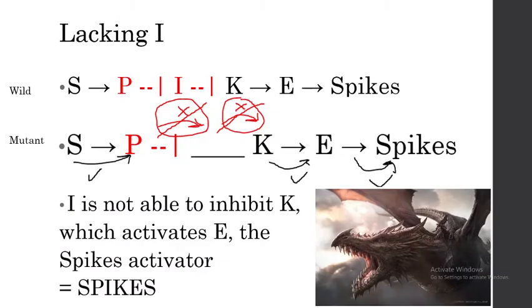Without the inhibitor I in the picture, K, which doesn't require upstream activation, can activate E, thus activating spikes. Now with I absent, what is P doing there? It has nothing to inhibit, so it will not function within this system.